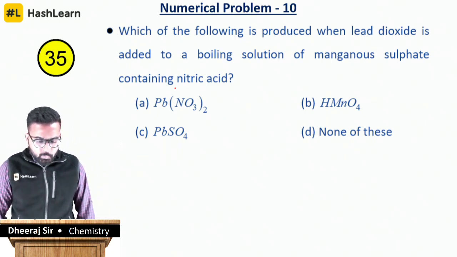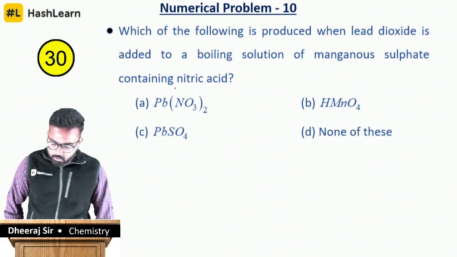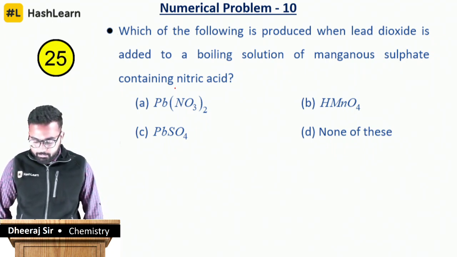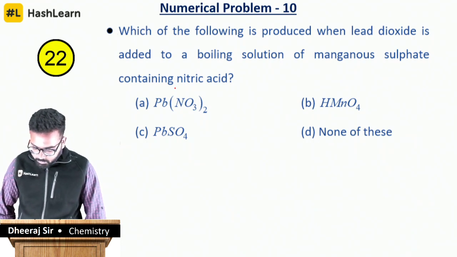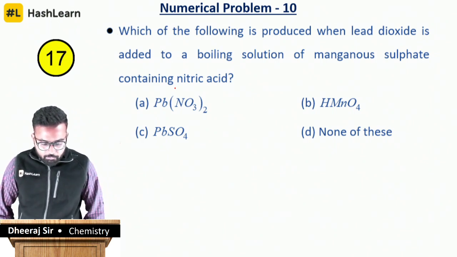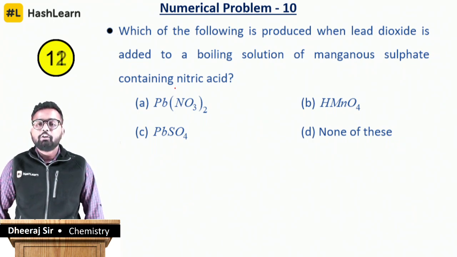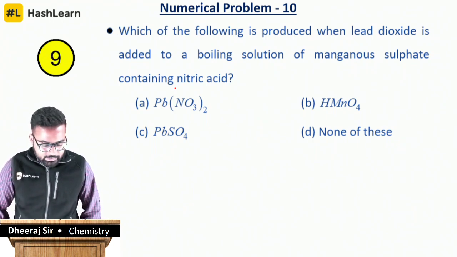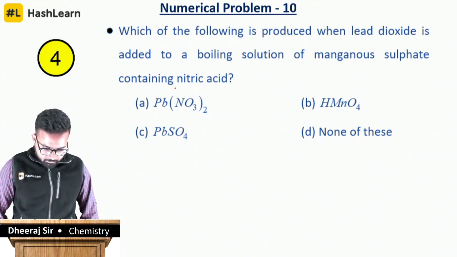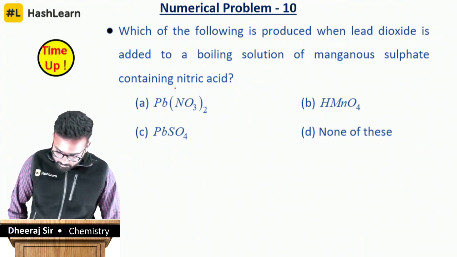Which of the following is produced when lead dioxide is added to the boiling solution of manganese sulfate containing nitric acid? So we are asking you, what is produced when lead dioxide is added to it? You have three options, and you should be adding them to a boiling solution of manganese sulfate in the presence of nitric acid. So which one is it?